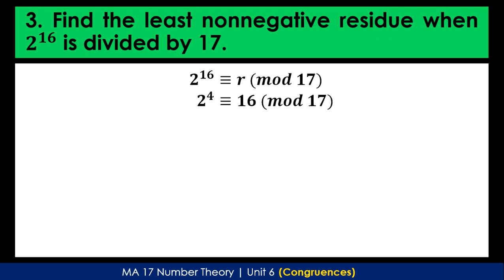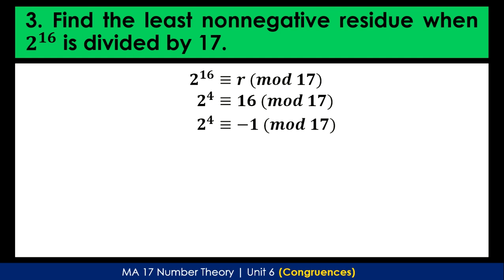One strategy that we can use here is to utilize the negative residue. 2 raised to 4 is congruent to 16 modulo 17, so all we need to do is subtract 17 from 16. 16 minus 17 is negative 1, and this is still true. So 2 raised to 4 is congruent to negative 1 modulo 17. So we identify the negative residue.